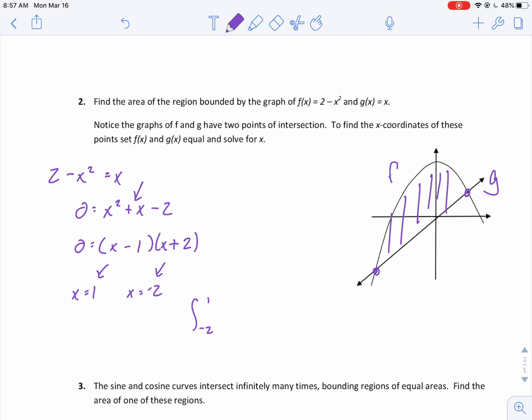So it's the integral from negative 2 to 1 of my top function, which is 2 minus x squared, minus my bottom function, which is x. Cleaning this up a little bit, let's see, I get negative x squared minus x plus 2 dx.